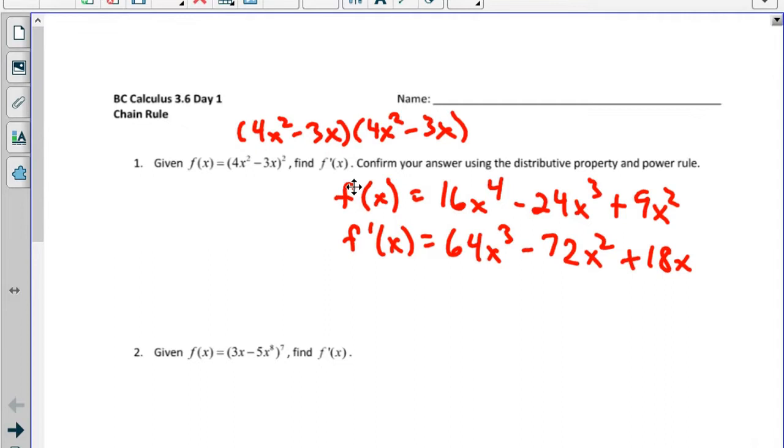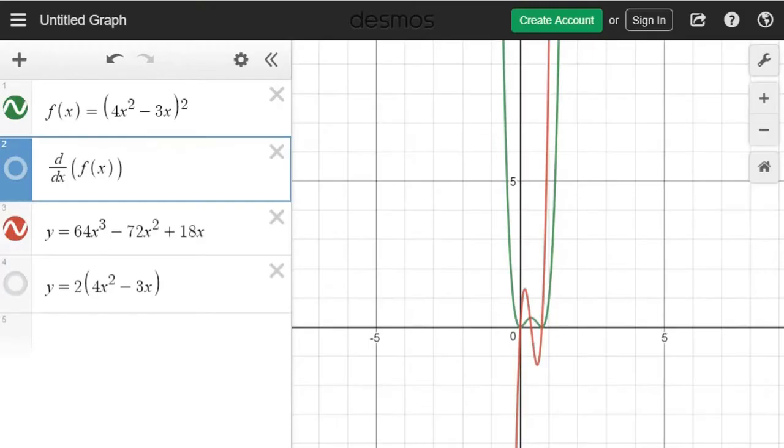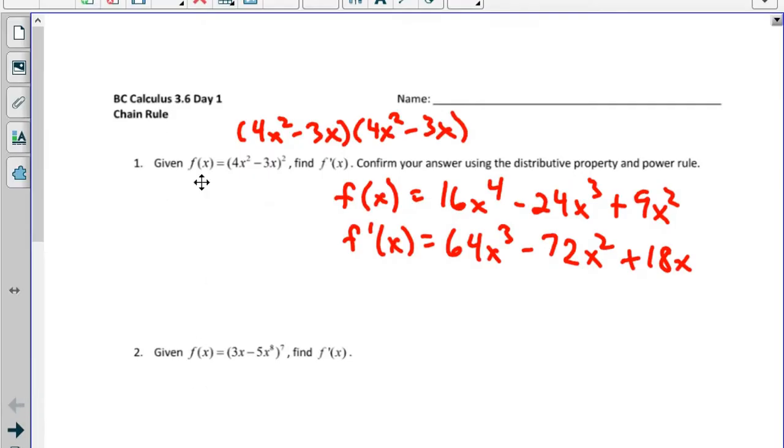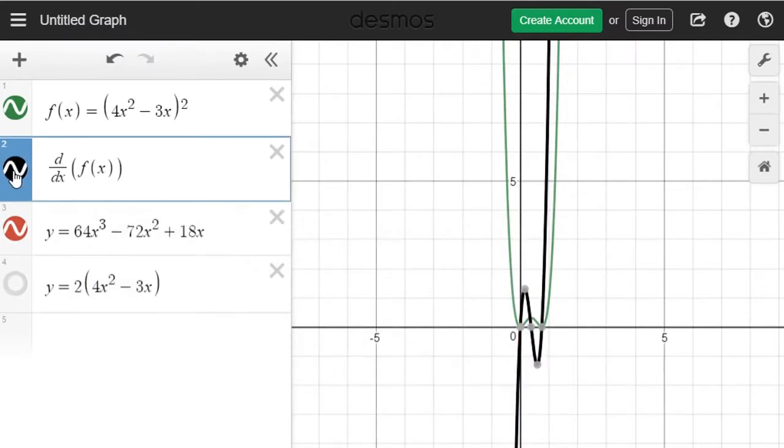So if I take a look and confirm this on Desmos, what I end up with is the original graph, f of x, and it's pretty clear that the derivative of f of x is equal to 64x to the third minus 72x squared plus 18x. I mean, they were the same.